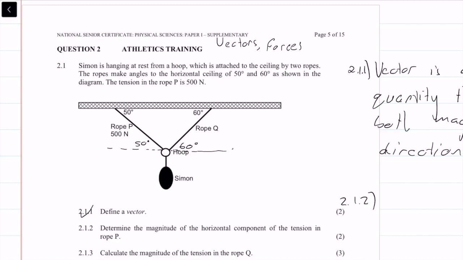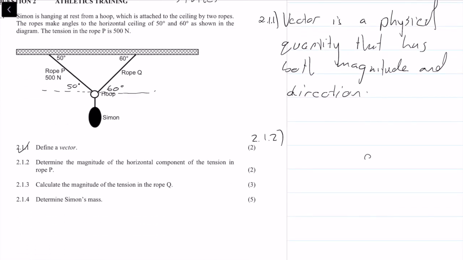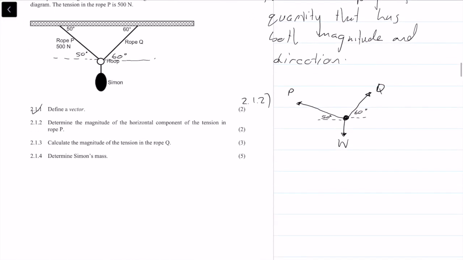Question 2.1.2, determine the magnitude of the horizontal component of the tension in rope P. Before we do that, I'm going to draw myself a free body diagram. So we have rope P, and let me draw that less steep. So we have rope P, this angle 50 degrees, and rope Q, this angle of 60 degrees, and we have this person Simon, and he will have a weight component.